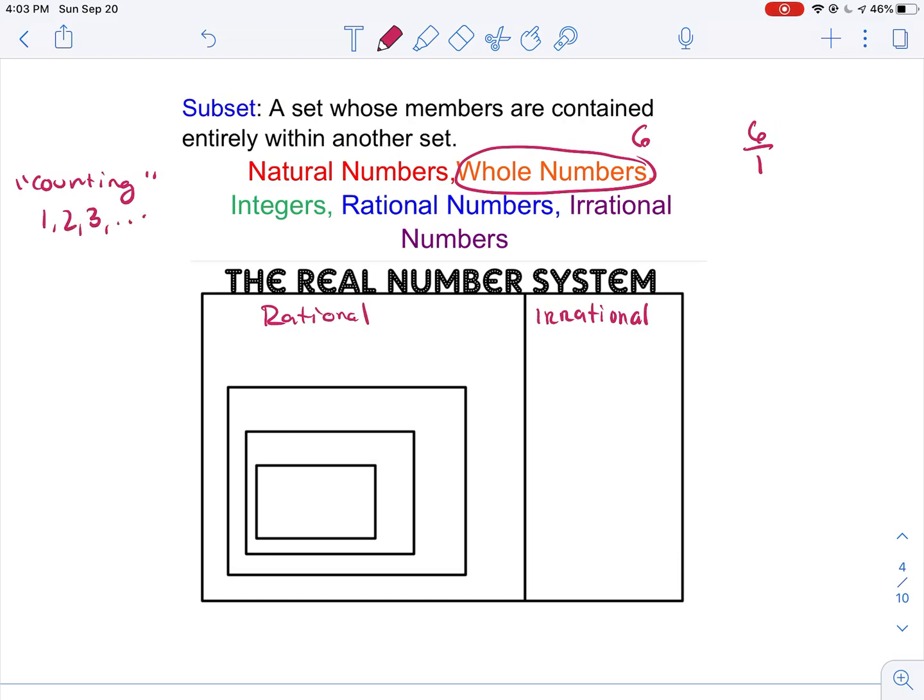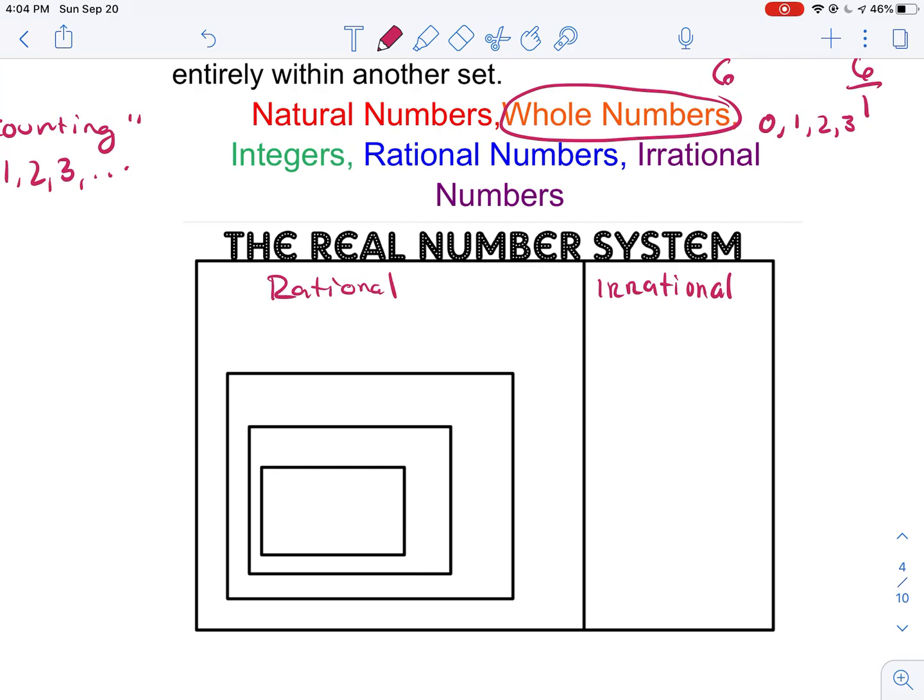Keep going, okay? Whole numbers, on the other hand, are going to include all of our natural numbers, but also the number 0. 0 is considered a whole number. So we have 0, 1, 2, 3. So you can already start seeing the grouping. The innermost circle is called natural, and that's the numbers 1, 2, 3, etc. And our whole numbers are right outside of that.